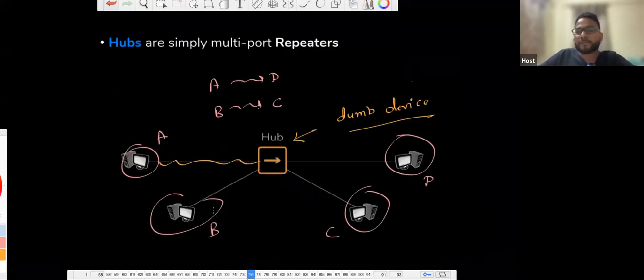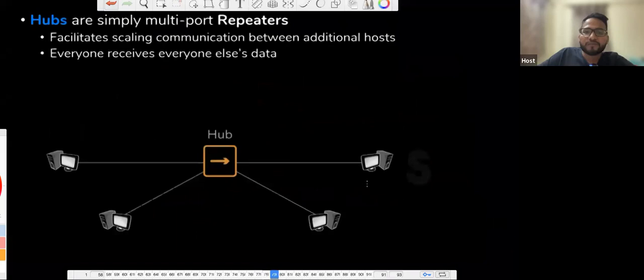Okay, so these hubs and repeaters are just very dumb devices that just connect multiple hosts. Now there is one device that is called a switch. So let's just see the switch.